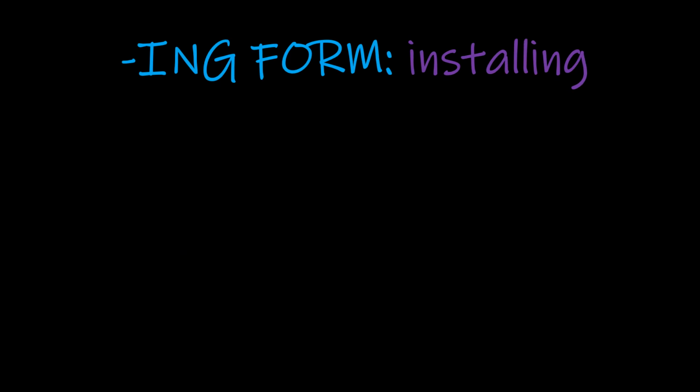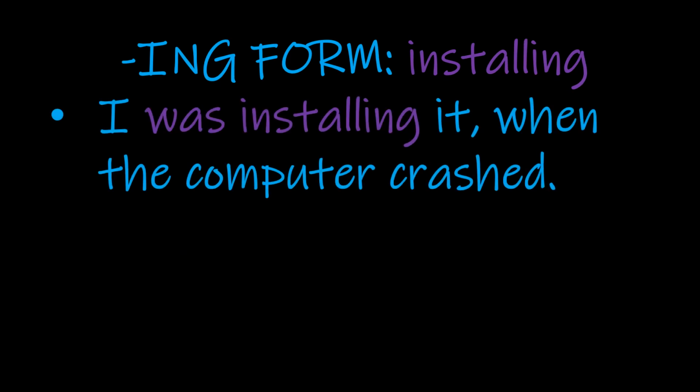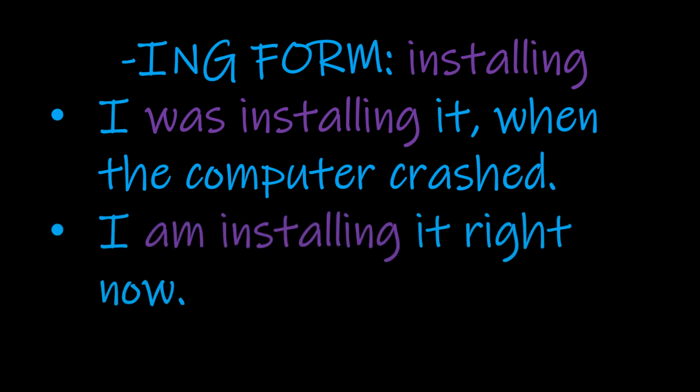The ing form. I was installing it when the computer crashed. So this is a nice example because what we get is an interruption. I was doing it when something happened. In contrast with I am installing it right now. So in both of these examples, the ing shows us that there's an ongoing action. The difference being, in the second example, my ongoing action is currently in process. Whereas in the first example, I was attempting to do it, but then a problem occurred.